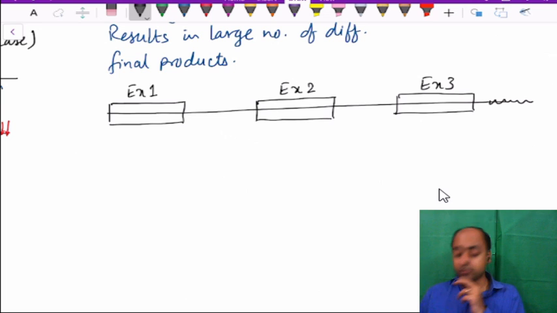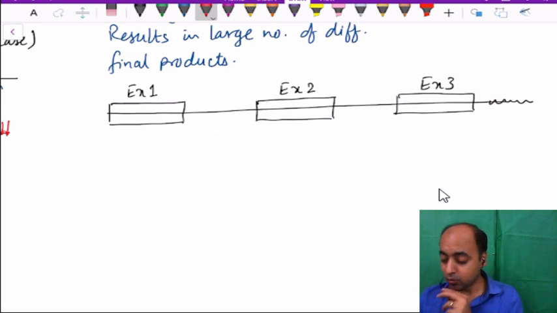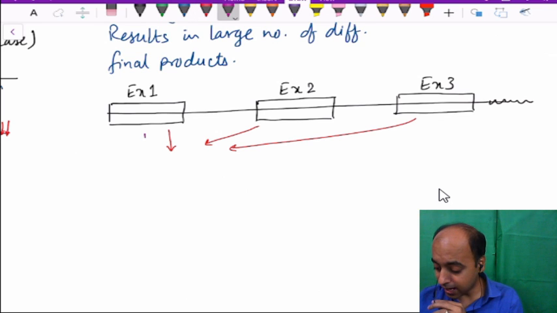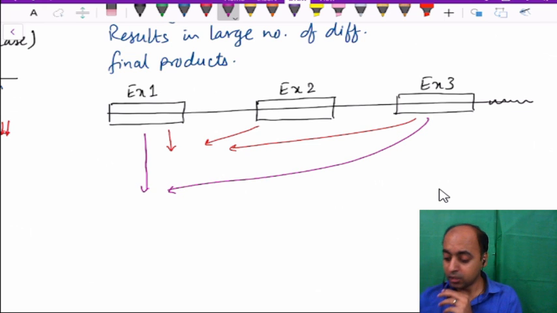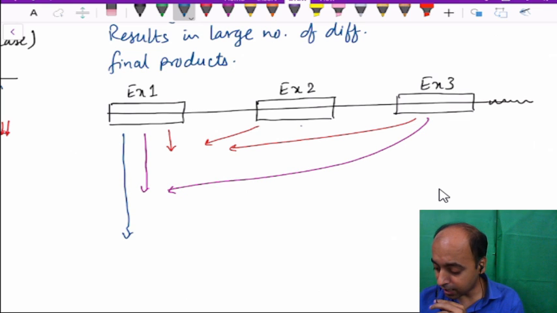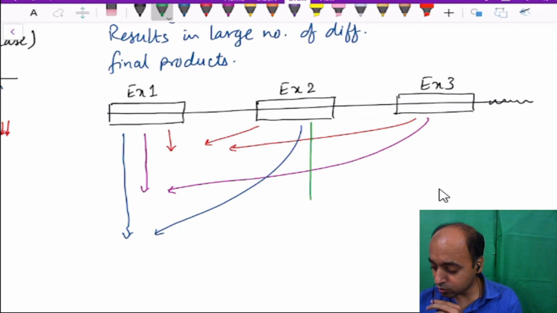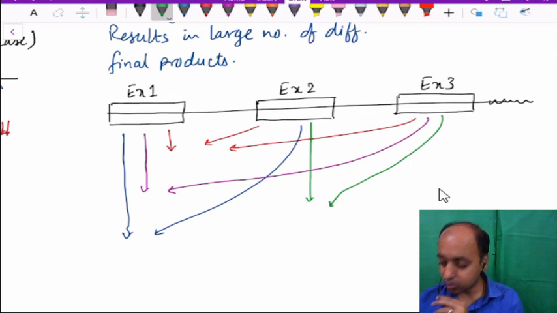So first thing to note is it is not necessary to include all the exons in the final product. One possible transcript would be you add exon 1, you add exon 2, and you add exon 3. This is the simplest way in which we can make it. Second possibility can be you add exon 1 and you add only exon 3. Third possibility can be you add exon 1 and you add only exon 2. Fourth possibility can be you add exon 2 and you add only exon 3.